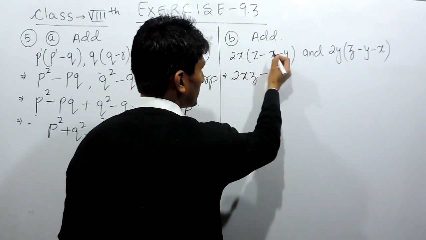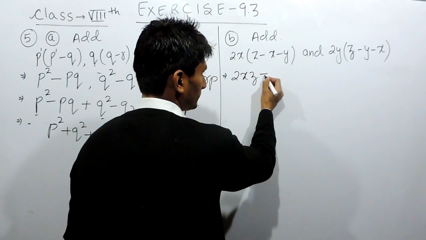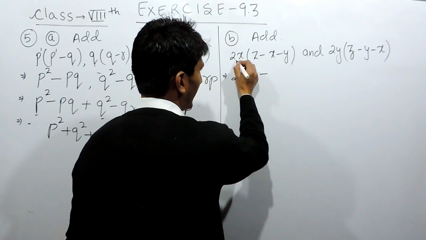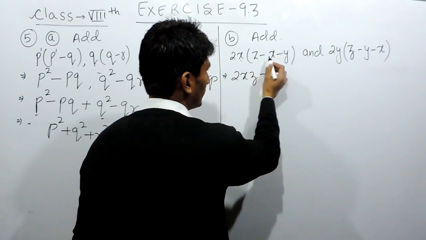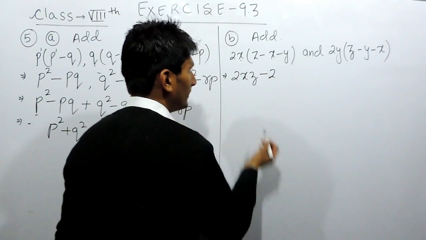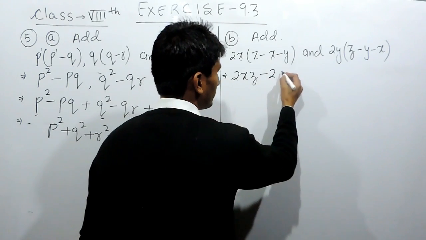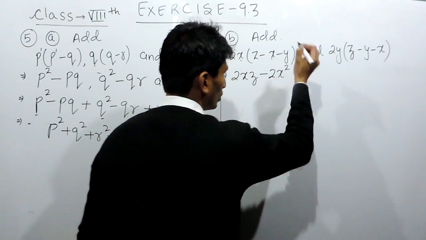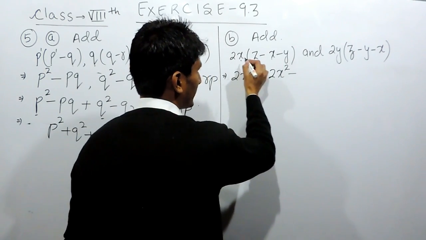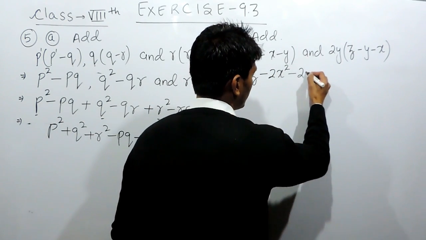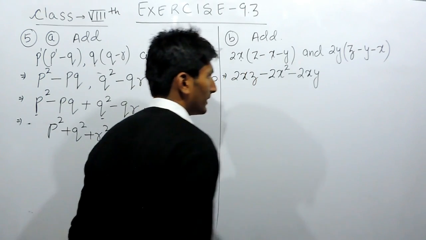Now 2x multiplied by x, the sign will be negative, and 2 multiplied with x multiplied by x, we know that when the same terms are multiplied, or you can say when the base is the same, the powers are added. So this will become x square. Then again there will be a negative sign, and 2x multiplied by y will be 2xy.